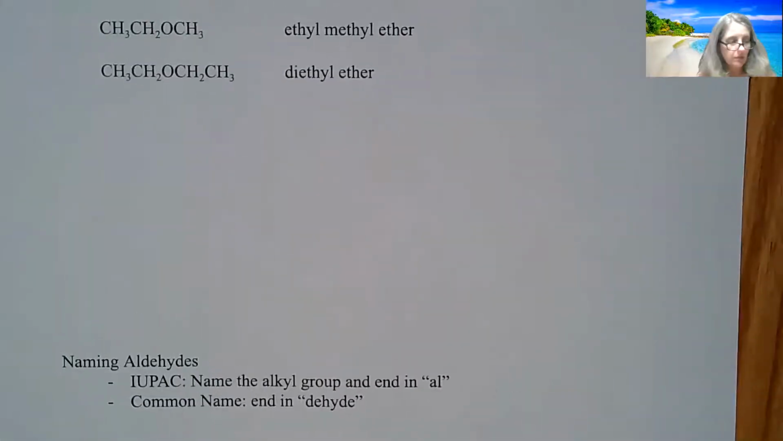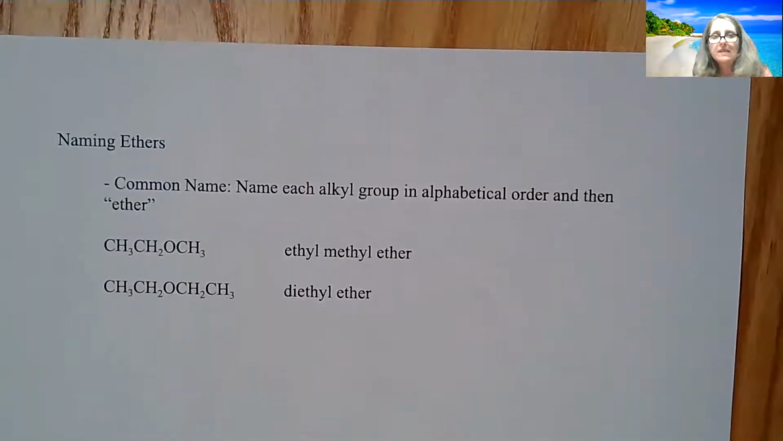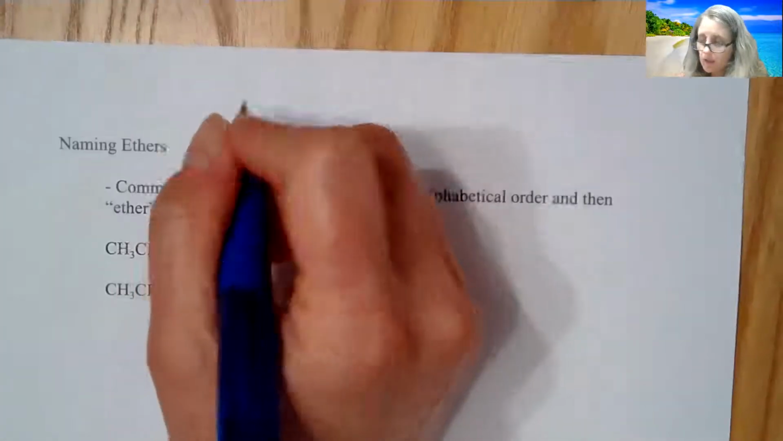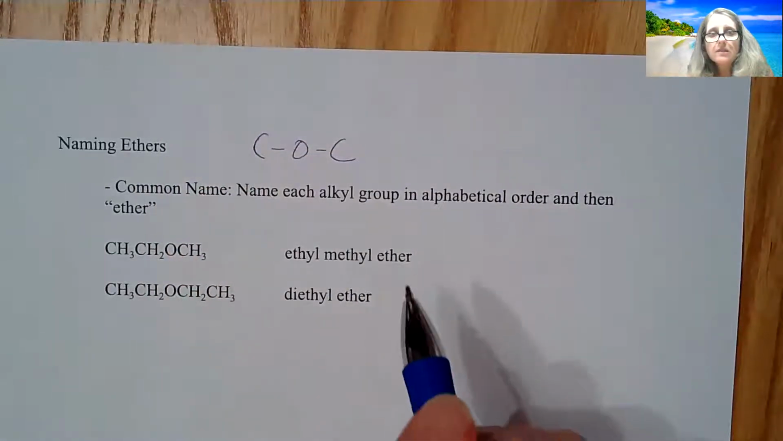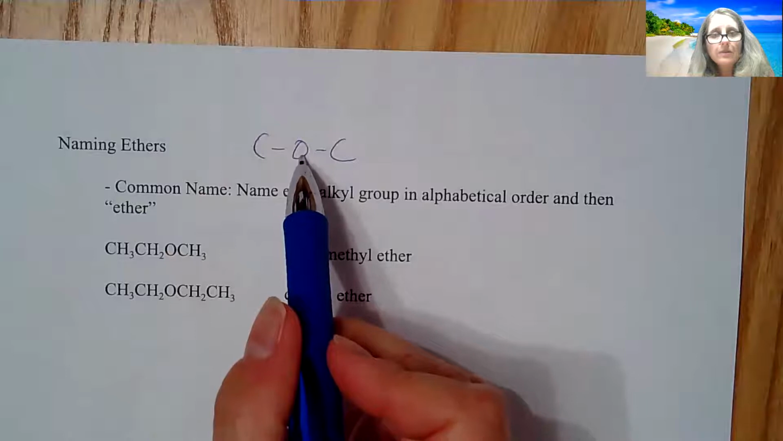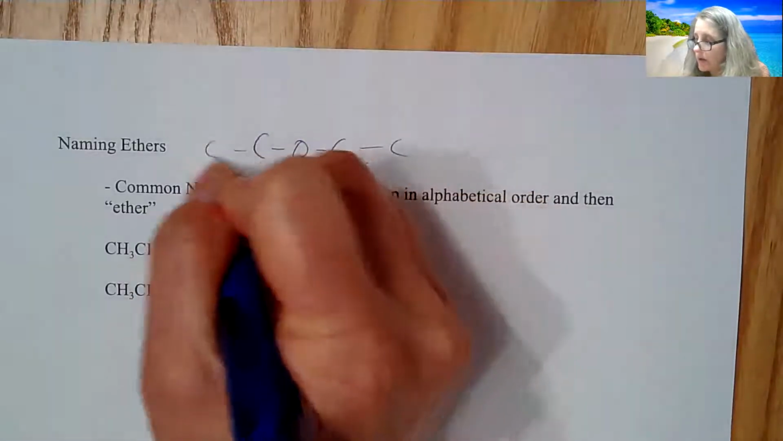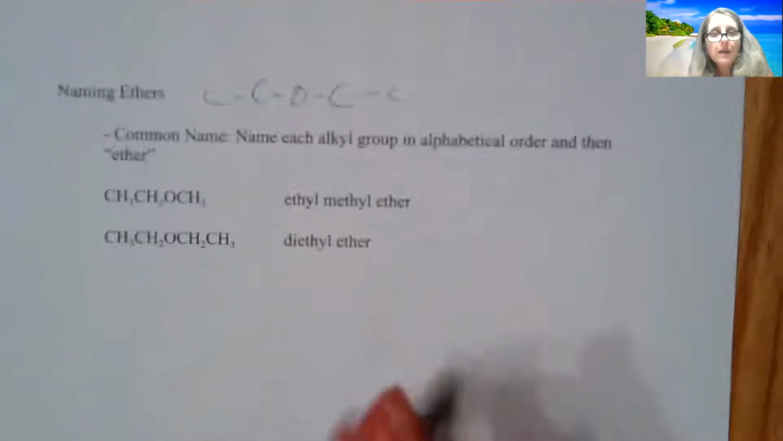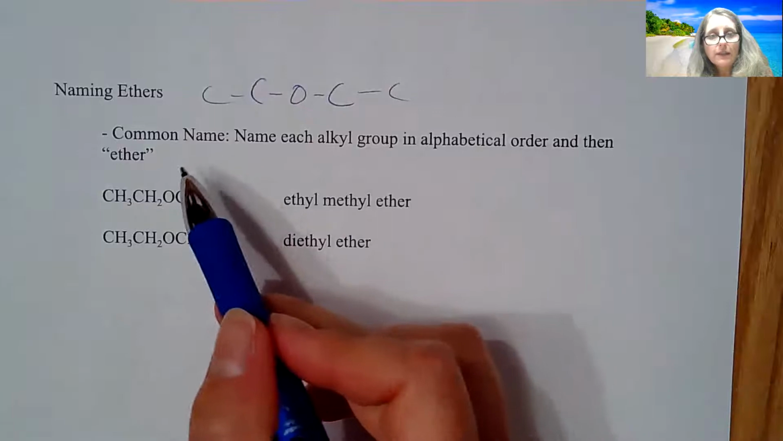All right, so flip it over to the next page. We are then going to name ethers, okay? This one, I'm just going to give you the common name. It's the easiest out of the systems we have. Remember, in ethers, oxygen is between carbons, however many carbons you have, it doesn't really matter. So you're going to name the alkyl groups in alphabetical order and then call it an ether.